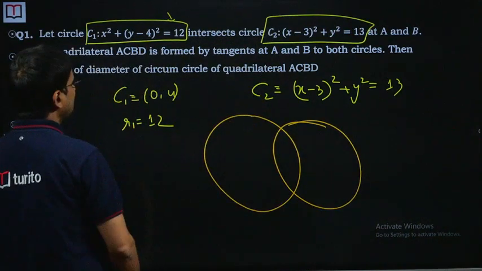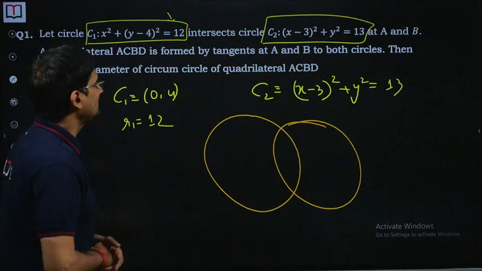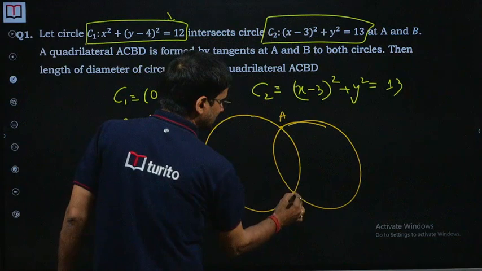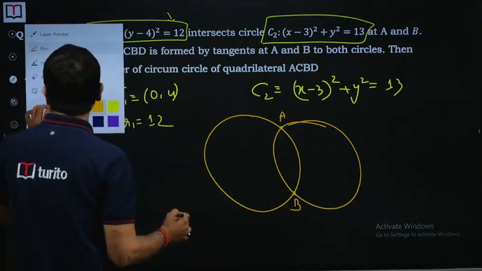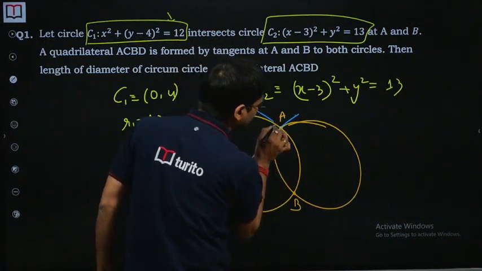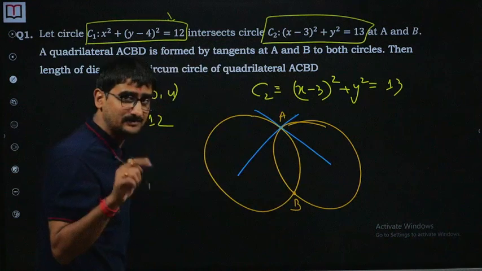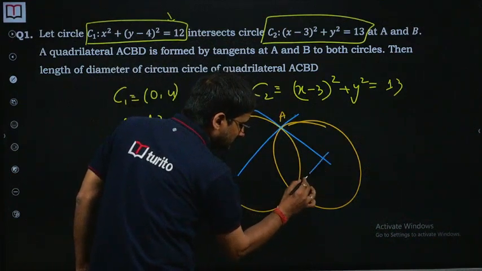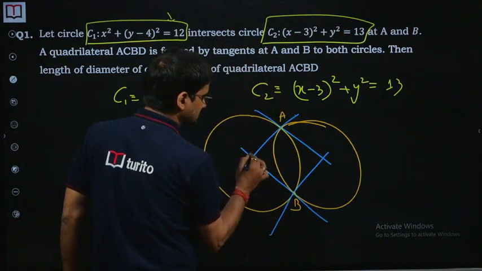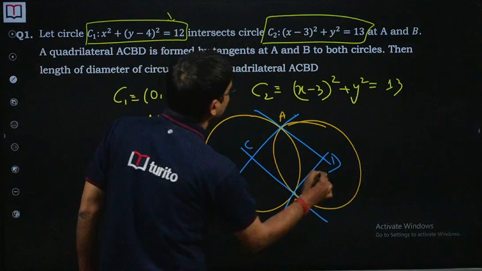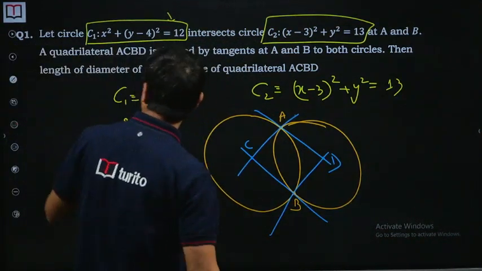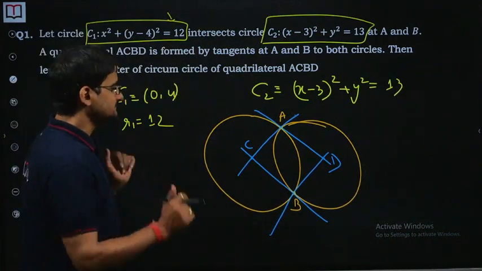Now, a quadrilateral ACBD is formed by tangents at A and B. So let's say this vertex is A and this point of intersection is B. So the quadrilateral is formed by the tangents. Draw a tangent to one circle and a tangent to the other circle at the point A. Similarly, draw a tangent to one circle at B and to the other circle at B. So ACBD is a quadrilateral. Then find the length of the diameter of the circumcircle of this quadrilateral ACBD.